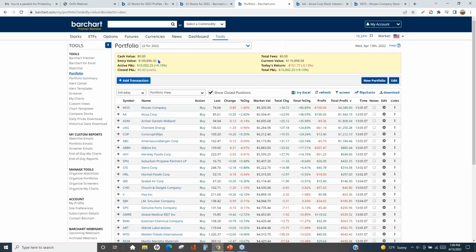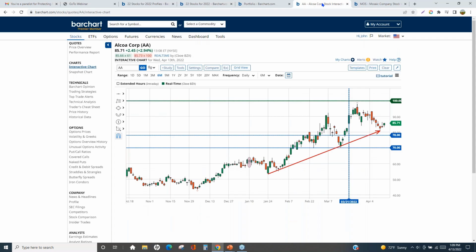So let's go back to our portfolio and look at Alcoa. Here's a chart of Alcoa, and this is a daily chart over the last 6 months. This purple circle represents the day of our webinar, our entry day. And you can see that we've been in a nice uptrend since the beginning of the year.